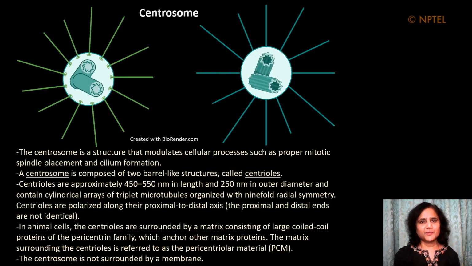The centrosome is a complex organelle that is not membrane bound, and it's very important for spindle assembly. The centrosome is a structure that modulates cellular processes such as proper spindle assembly and placement, and also cilium formation. A centrosome is composed of two barrel-shaped structures which are referred to as centrioles. These are, by the way, two different depictions of centrosomes.